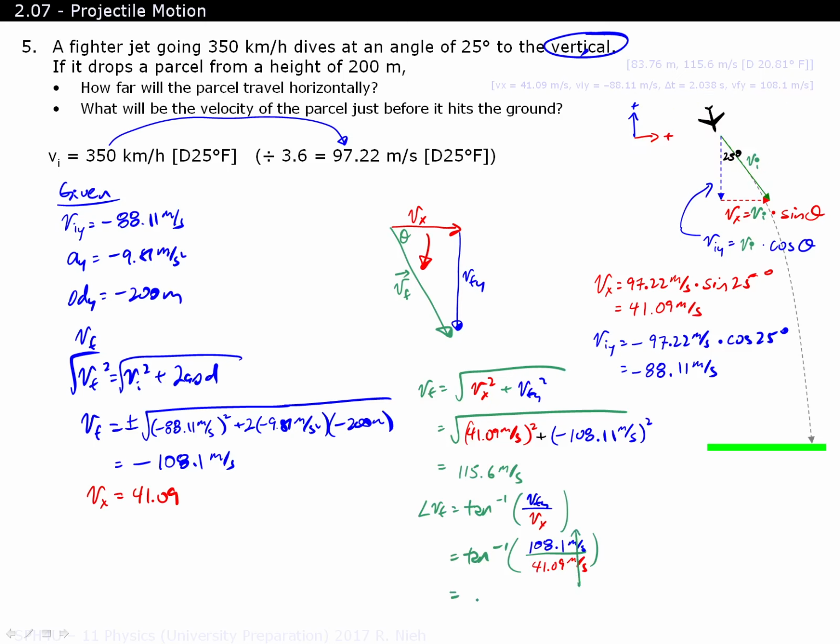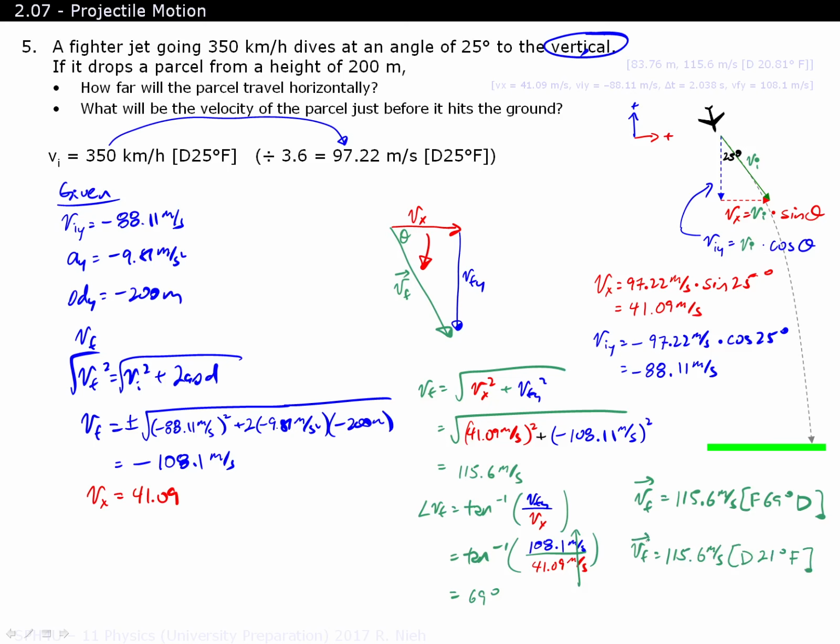And the ratio of a triangle, where the opposite side is 108 units and the adjacent side is 41 units, will always give you an answer of, oh man, what is it? 70 degrees? No, 69 degrees. So your Vf will equal 115.6 meters per second, forwards, 69 degrees downwards. Another valid answer for this is 115.6 meters per second, downwards, 21 degrees forwards.